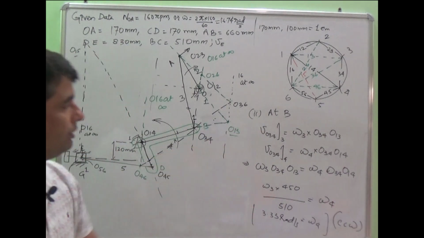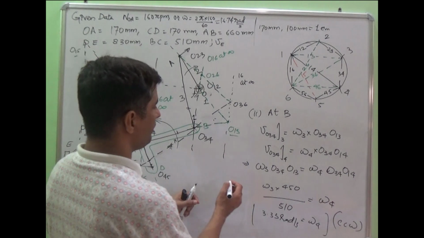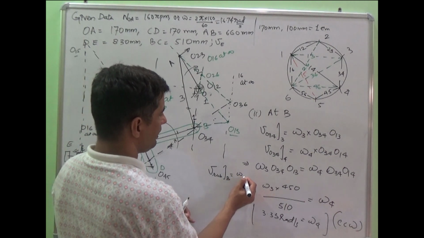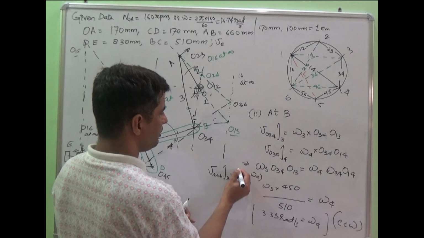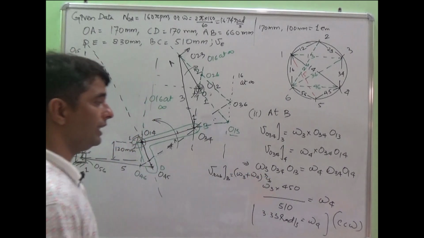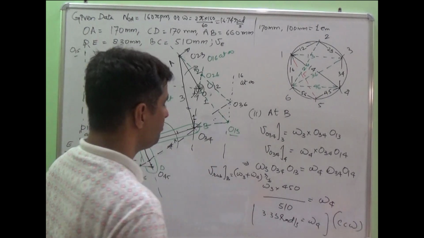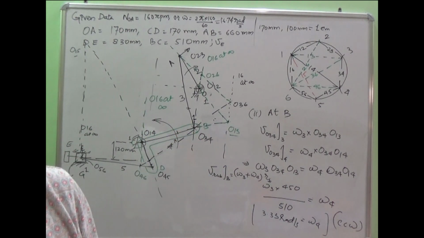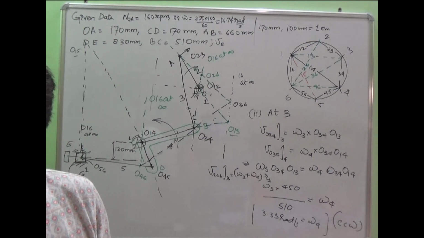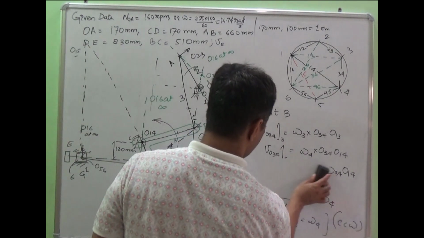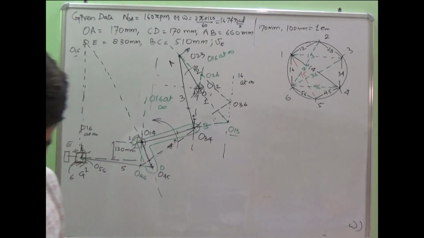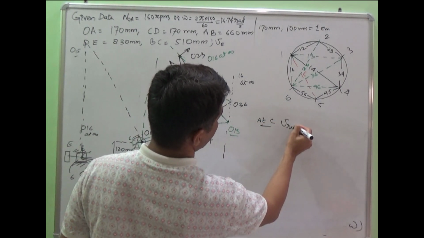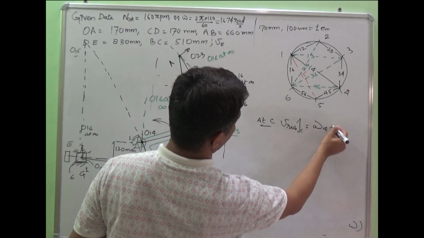So by doing so, you can get omega 4, and once you get omega 4, you can find out the rubbing velocity at B. It becomes omega 3 plus omega 4, since both are rotating in the opposite direction, multiplied by the radius of the pin at point B. So if you do so, you get the rubbing velocity at point B. The next point we need to estimate in this problem is the rubbing velocity at point C. Rubbing velocity at C equals omega 4 into radius of C.